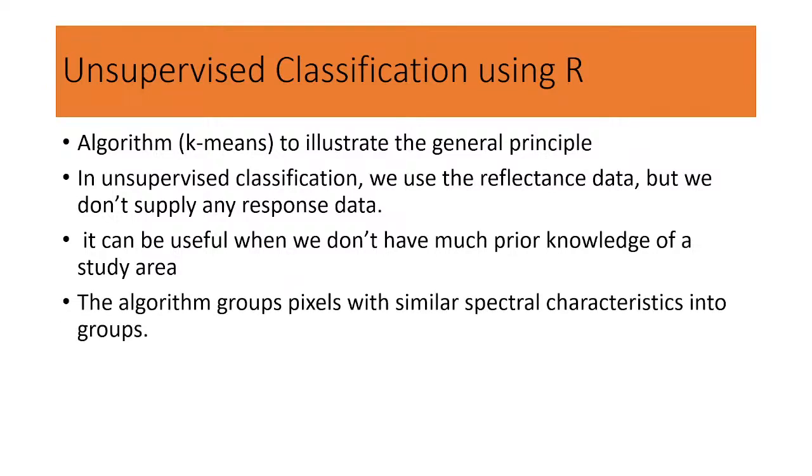This algorithm groups pixels with similar spectral characteristics into a group. When I apply the k-means algorithm, it creates groups of pixels, and each group of pixels has similar spectral characteristics.